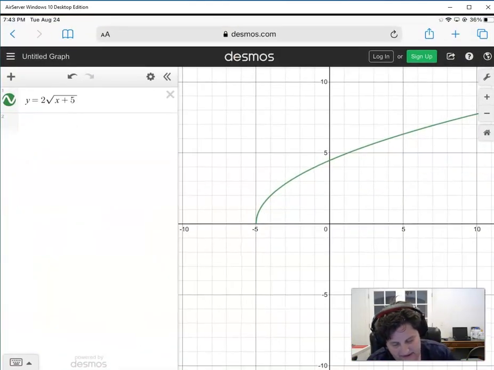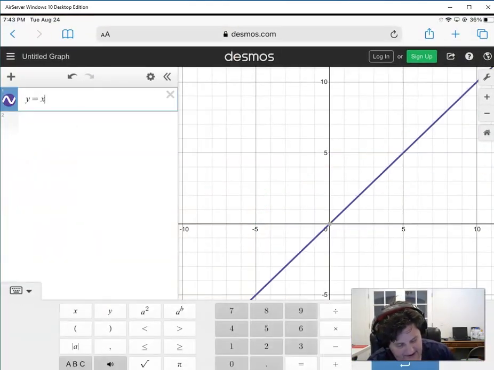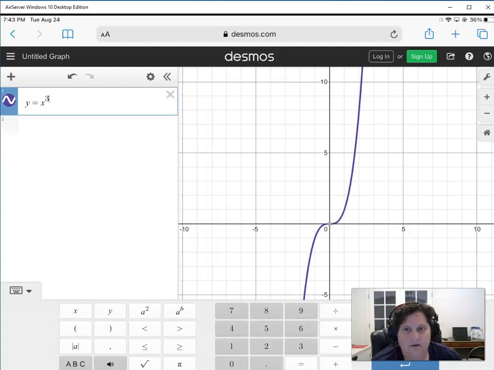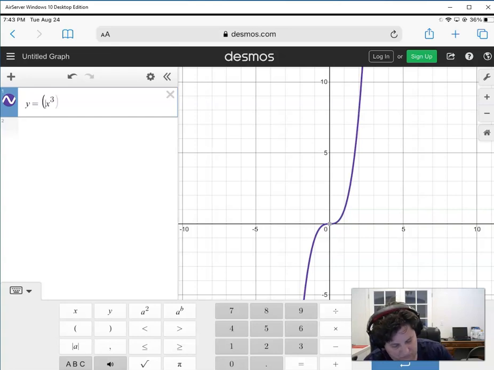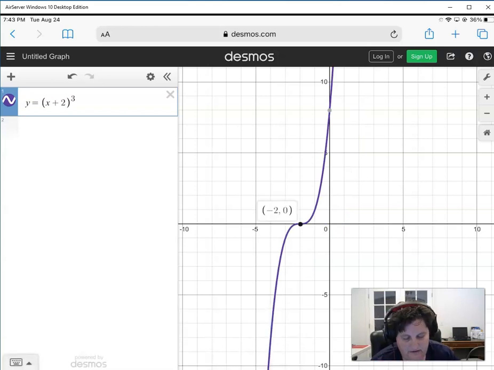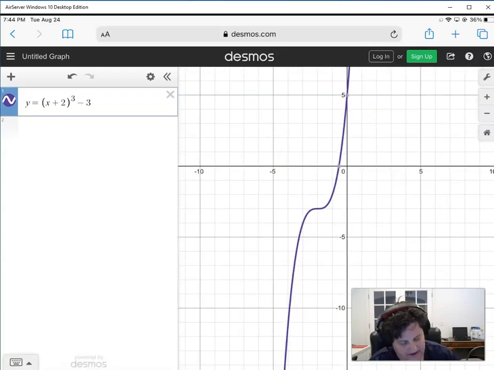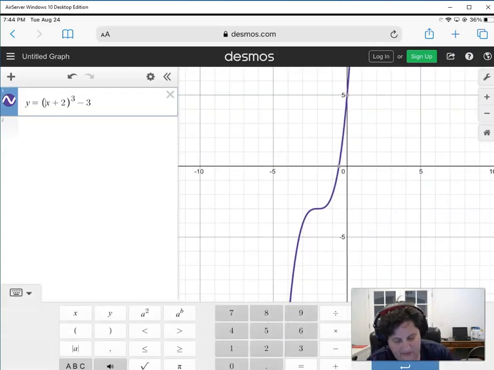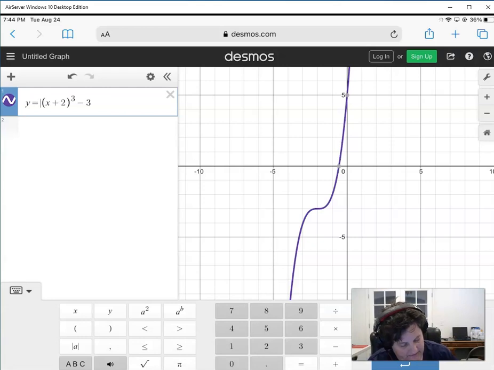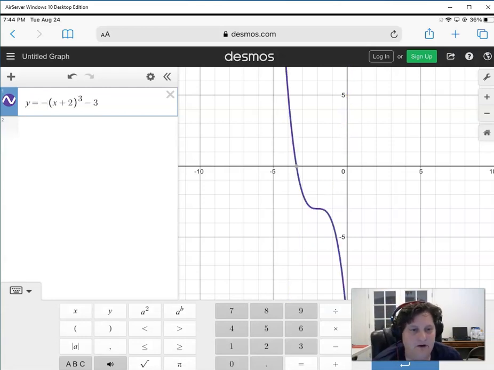Okay, so let's take a look. Here's x to the third. All right. And so the first thing that happens is when I put +2 on the inside, it shifts over there. When I put -3 on the outside, it goes down 3, and then check out what happens when I give it a negative. It flips it. All right, there you go.